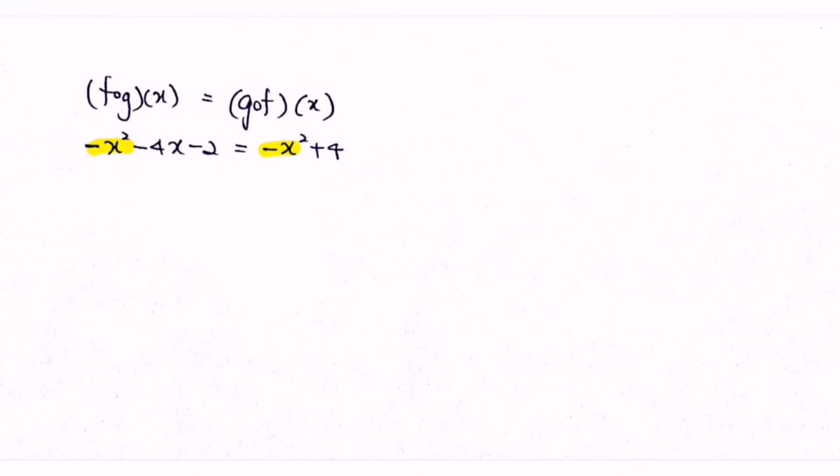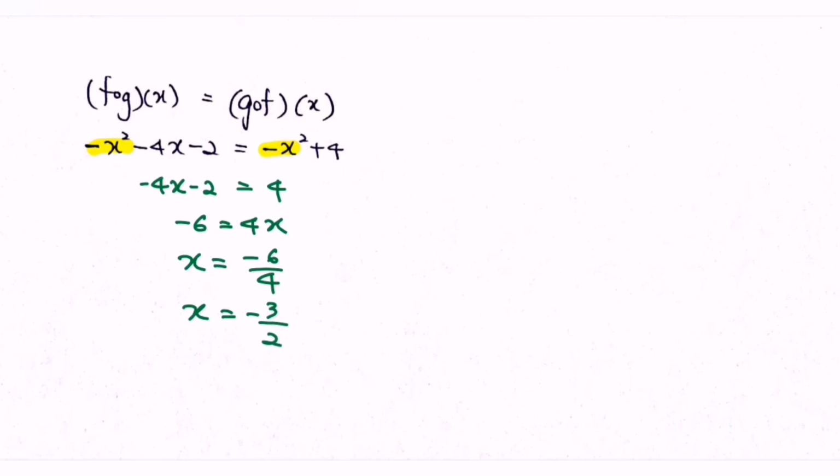So we will have negative 4x minus 2 equals 4. Kindly simplify. Rearranging, we have negative 6 is equal to 4x. Next, x is equal to negative 6 over 4, and x is equal to negative 3 over 2. So that is the answer for question C.